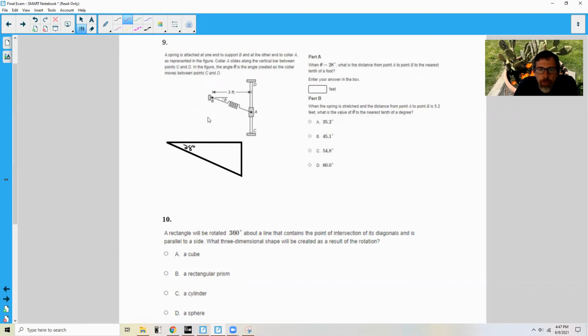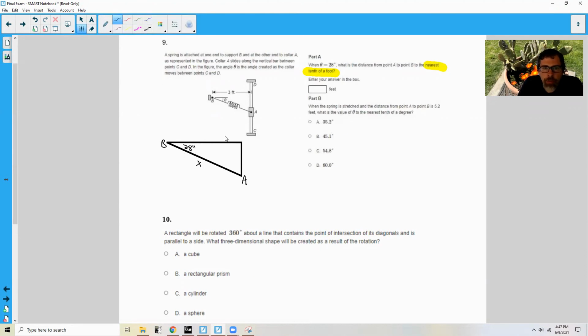What is the distance from point A, where's A, down here, to point B? So I want to know what this distance is right here, to the nearest tenth of a foot. Okay, hopefully, read the directions. If you round to a whole number, then you lose points. All right, so enter your answer.